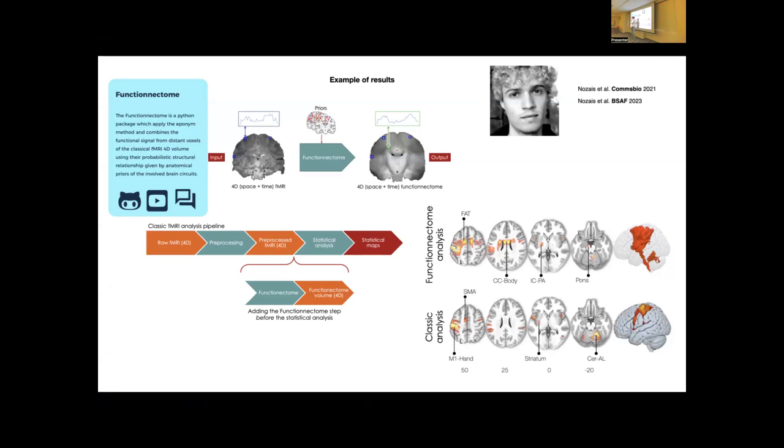You do the standard processing with fMRI. You get your raw fMRI, you do pre-processing, get your pre-processed fMRI in 4 dimensions, or several 3 dimensions together. And here you're going to apply the functionectome that will transform your volume of variation of the BOLD signal and project it onto the white matter according to the probability of connection of each voxel in the cortex with other voxels in the cortex. It's a weighted sum value.